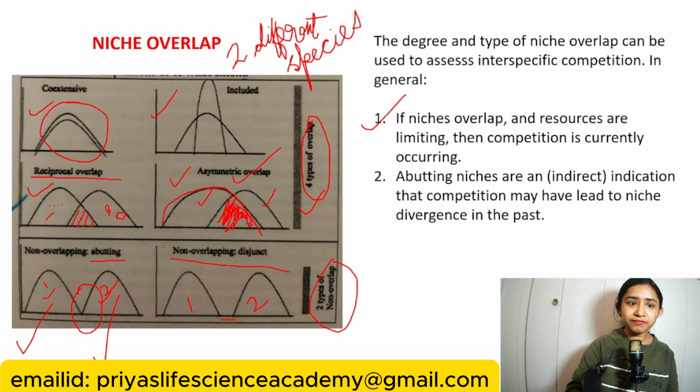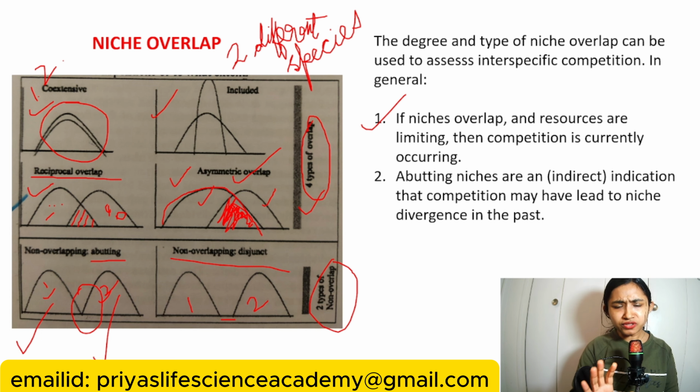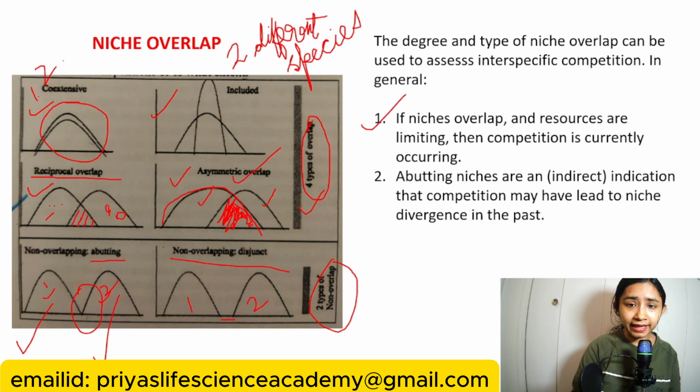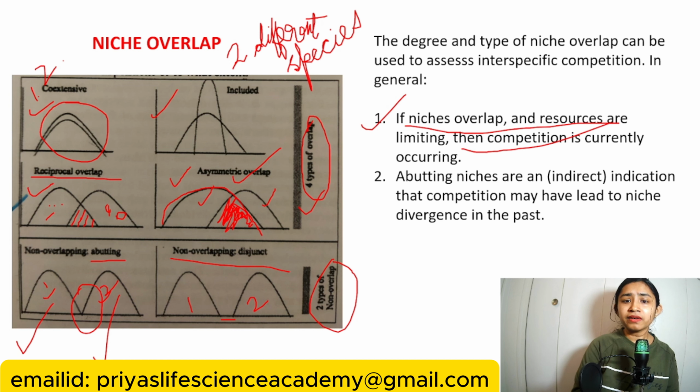Like the first one, both of the species have the shared resource, both of the species like the same kind of food, but because there is no limiting resource, the resource is abundant, that's why they can coexist. Okay, so if niches overlap and resources are limiting, then competition is currently occurring, competition will be there.